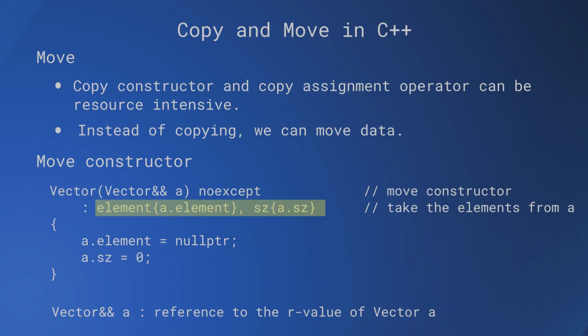The most important part is the member initializer list, where the element pointer is copied from a.element and sg is copied from a.sg. So we get the data, or the data is moved. Now vector A doesn't have valid data anymore, so a.element is made null pointer and a.sg is made 0, and our object is created, which is a copy of vector A. We have saved the time that would have been spent copying the element array.